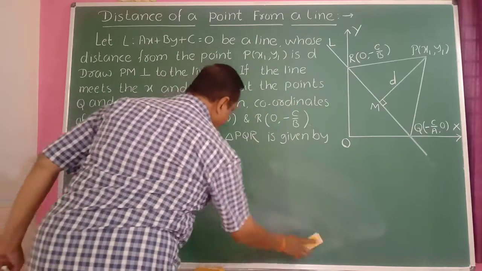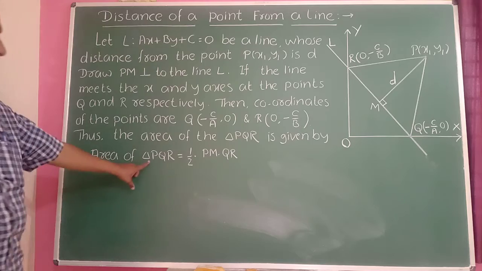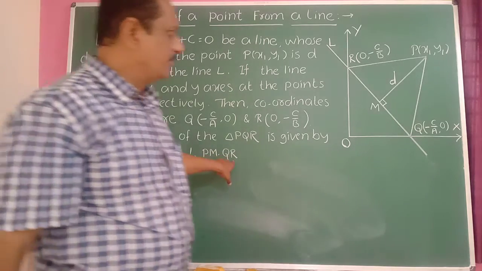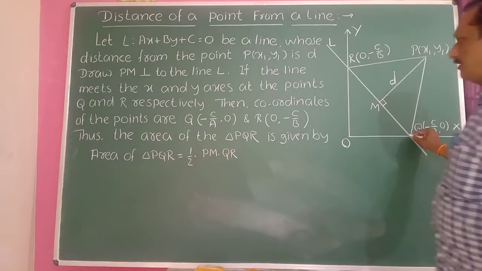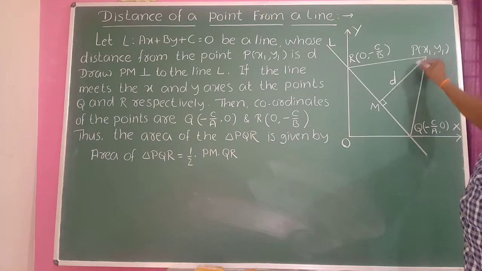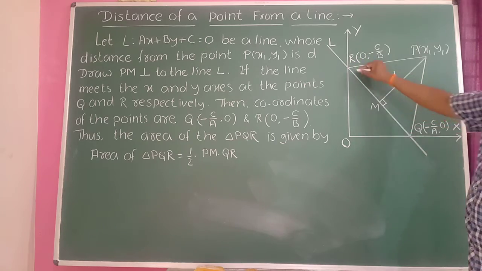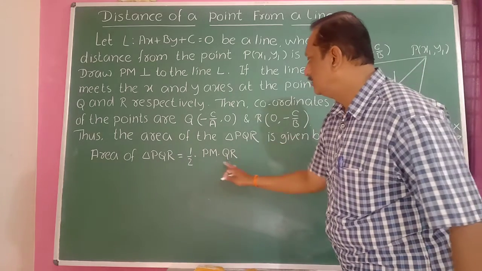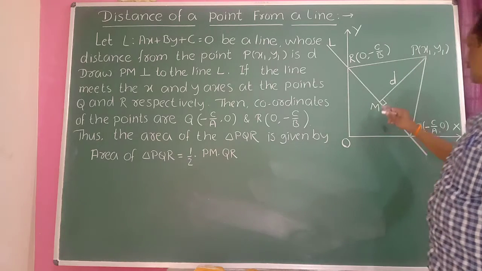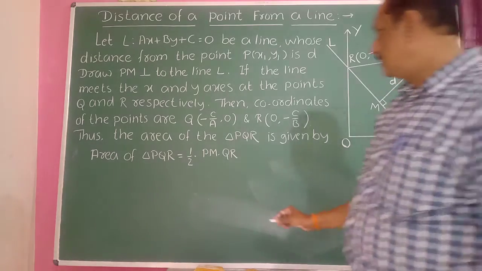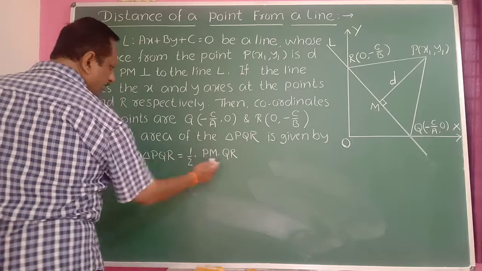Here we know that the area of the triangle PQR is half into base into altitude. In this case, PM is the altitude and QR is the base. Half into base into altitude, where altitude is PM and base is QR. Here we want this distance PM. Therefore, take it to this side and QR to the other side.